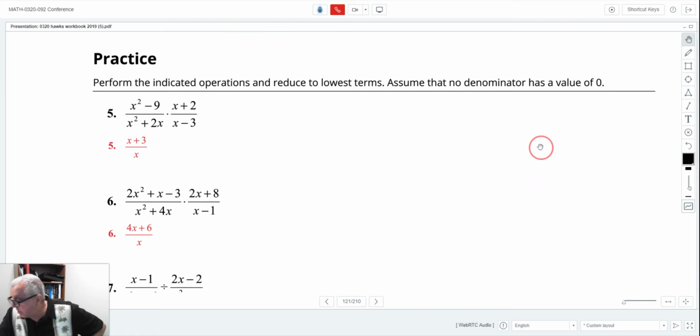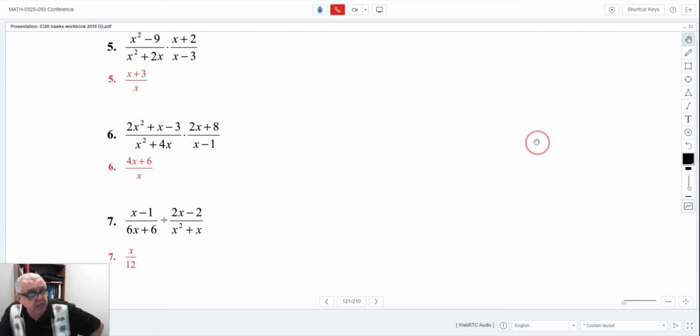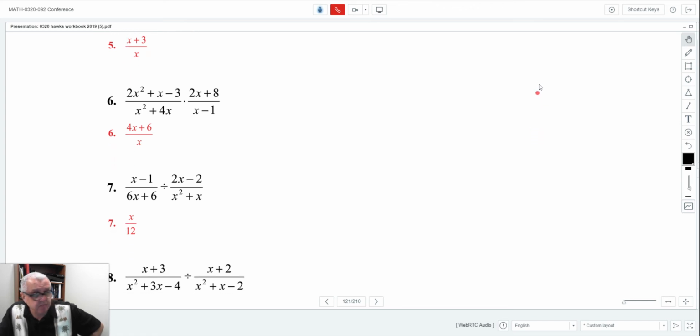So I'm going to do problem number 6 here on page 90 of the workbook. Problem number 6. It says perform the indicated operation. The indicated operation is multiplication, right?